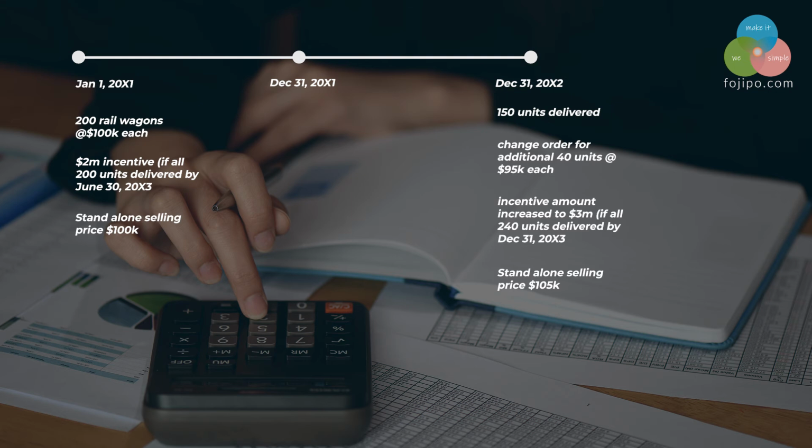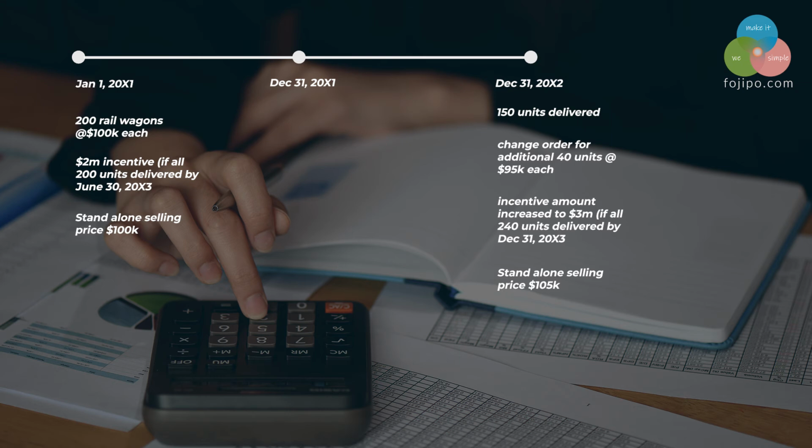Firstly, you can now include incentive amount, which is a variable consideration, in your transaction price because you can now predict with high degree of certainty that remaining 90 units will be delivered by the deadline, that is December 31st, 20X3. Incentive amount to be included in the transaction price will also be new amount, which is $3 million, because this is the newly agreed amount that replaces the old amount altogether.